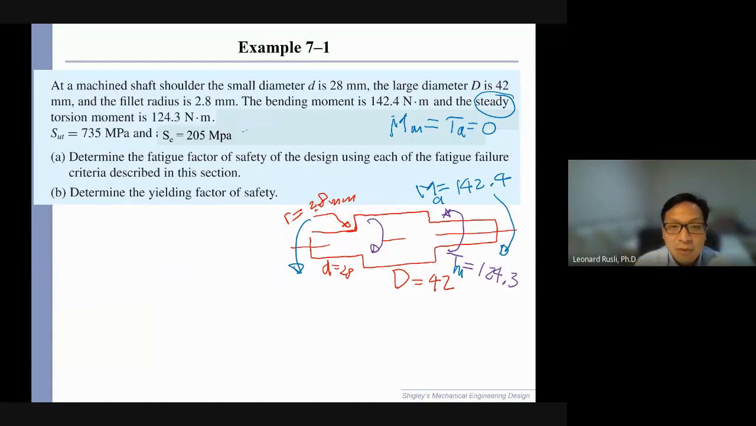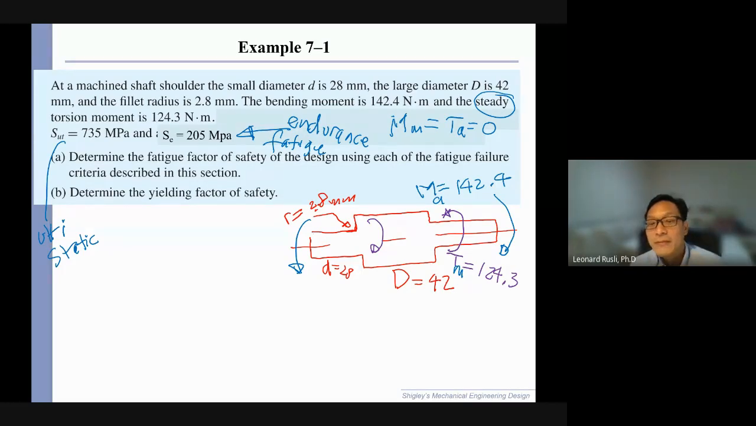These are some material properties given. Sut is the ultimate strength, and Se is called the endurance limit. The endurance limit is kind of related to this fluctuating stress. Okay, this is related to kind of a fatigue analysis. Ultimate strength is usually used for static analysis. Okay, so you are given both because you will use both. So with this dimension, it is said, determine the fatigue factor of safety of the design using the criteria that we are already given.